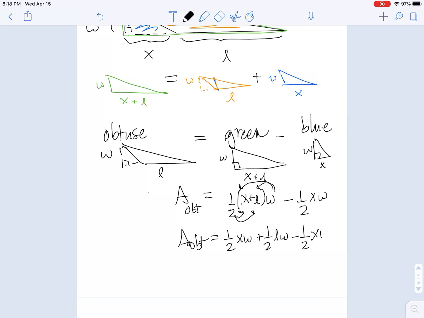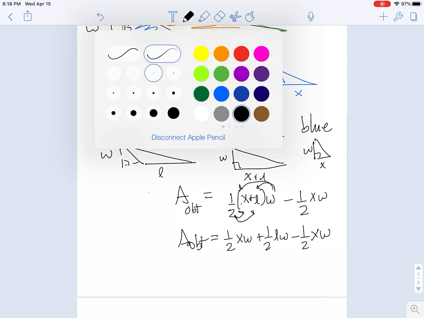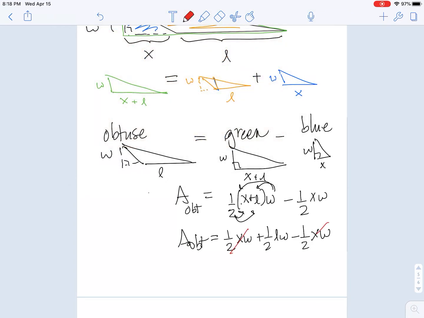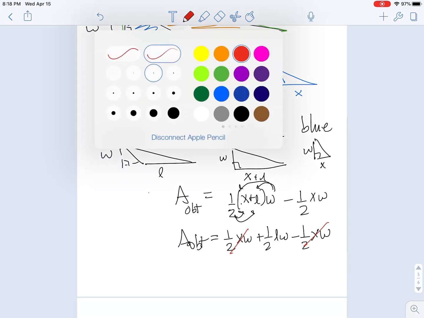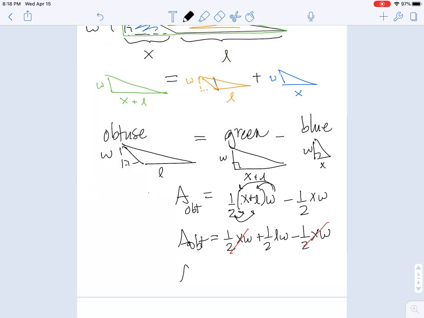1/2 xW. And then what happens to these guys? That is the exact same term, and we have just proved that the area of the obtuse triangle equals 1/2 times its base length times the perpendicular distance to the opposite vertex, W.